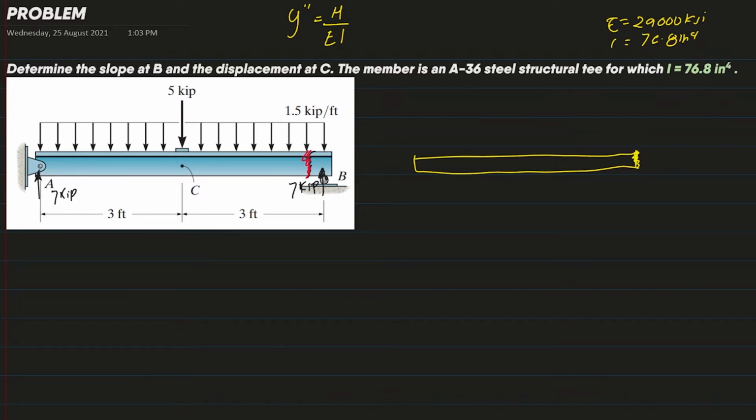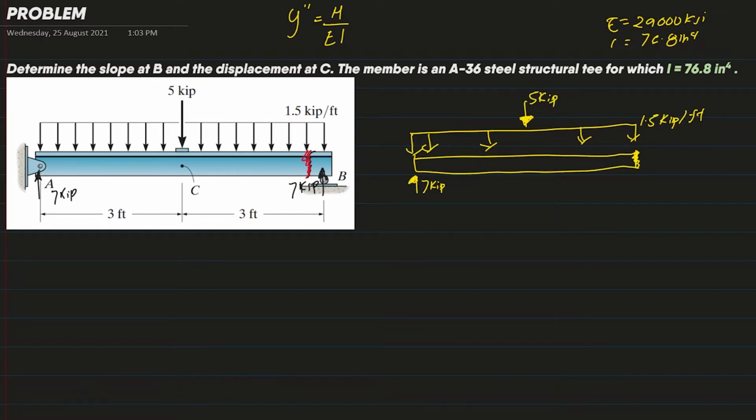Now, let's put the loadings here. We have 7 kips here. Then, let's first draw the UDL. Here we have a UDL, right? The magnitude is 1.5 kips per foot. And then, at this portion, we have a point load of 5 kips.